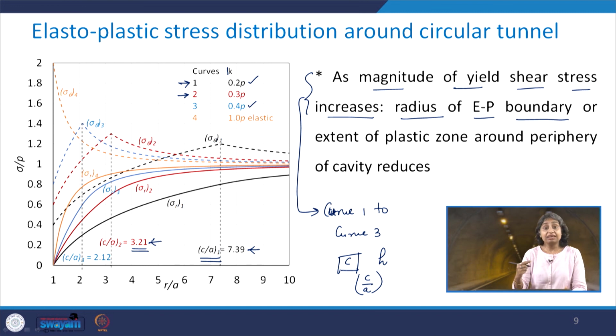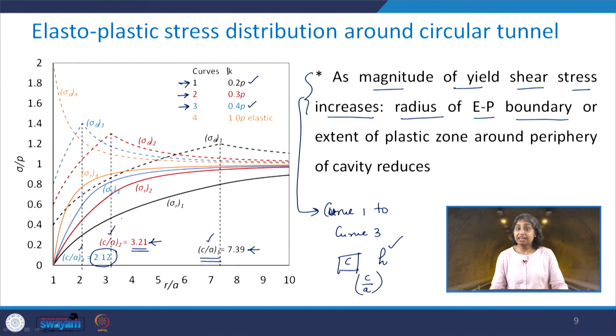Any further increase, say to 40% of the in situ stress, and you see here the radius of the elastoplastic boundary, or the extent of the plastic zone, reduces to 2.12. So, this is what you can get from those expressions. You just simply substitute various values of H and you will be able to obtain this C by A value for any value of H.